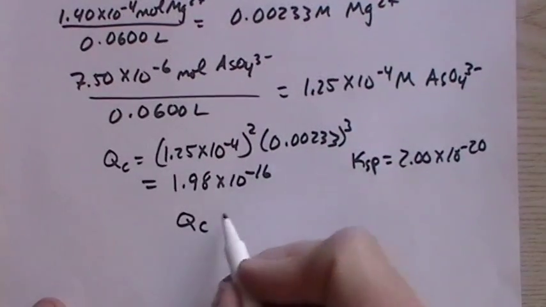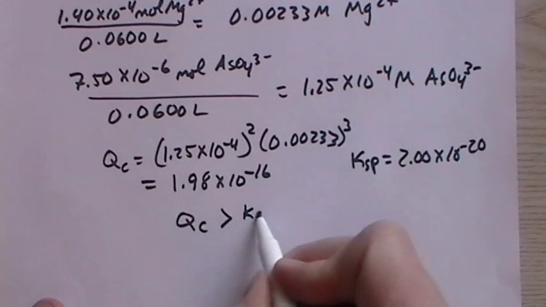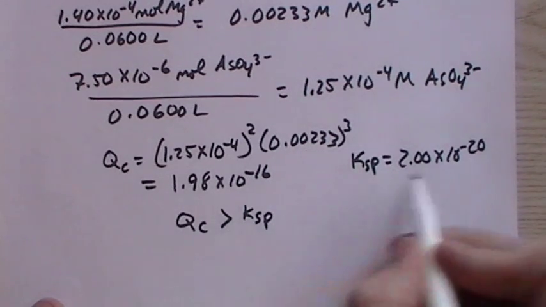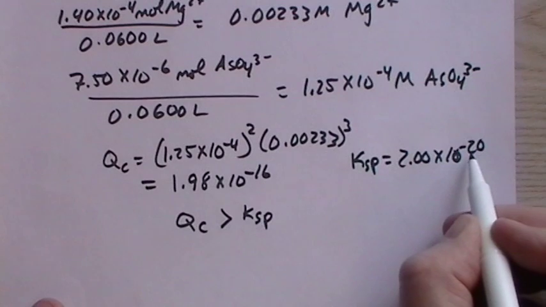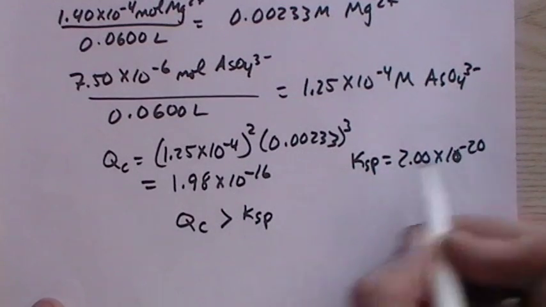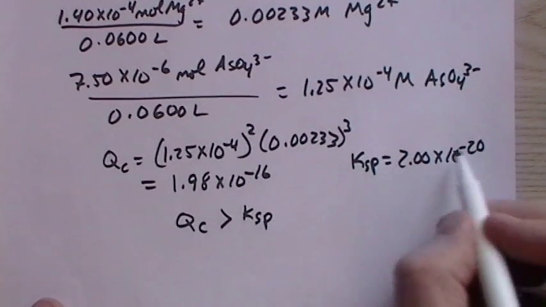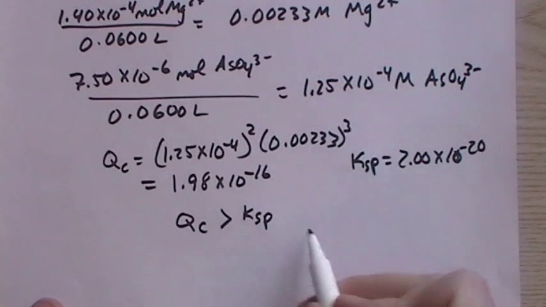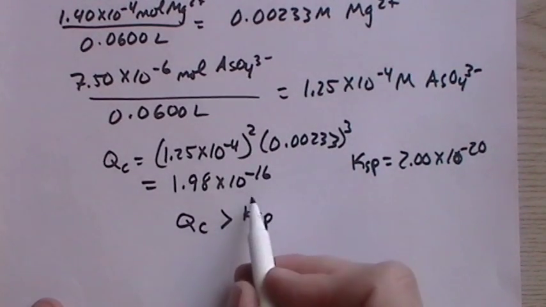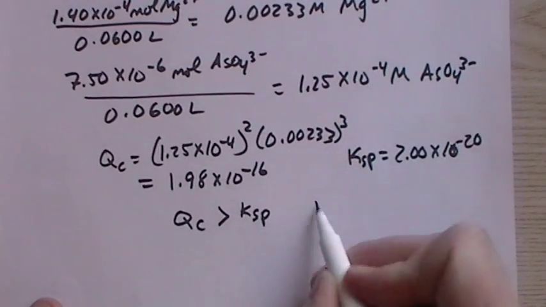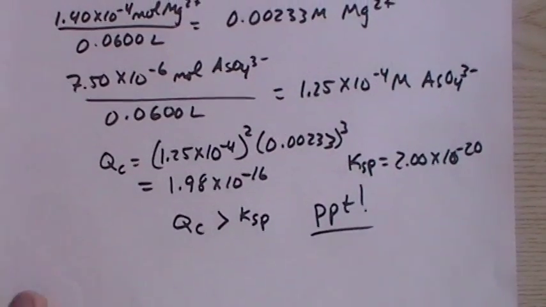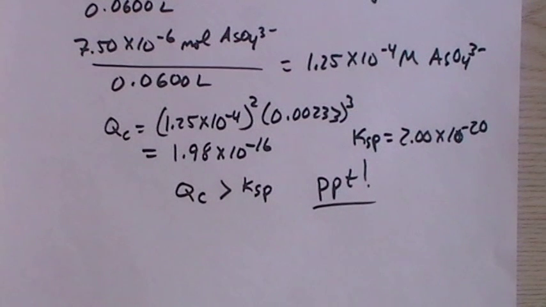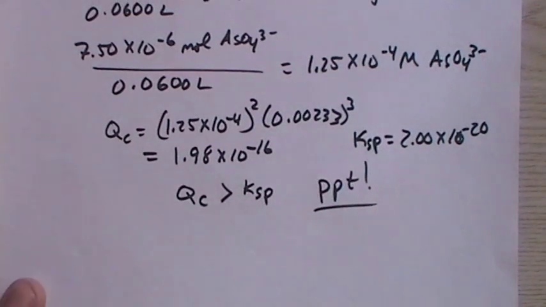That's what we're comparing. QC is greater than KSP, and make sure you recognize that. You see that 20 there, that throws people off, but remember it's negative 20. The larger a negative number is as an exponent, the smaller it is overall. So this is much larger actually, by 4 orders of magnitude. So there is definitely precipitate. And I'd accept that as fine if you want to put in just ppt, or yes, there is ppt. And that is the deal.